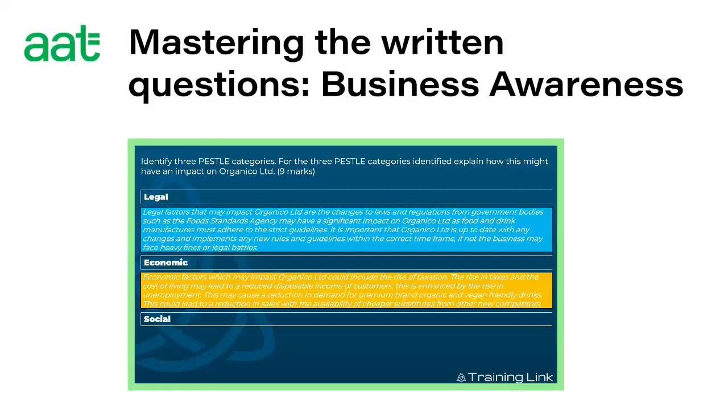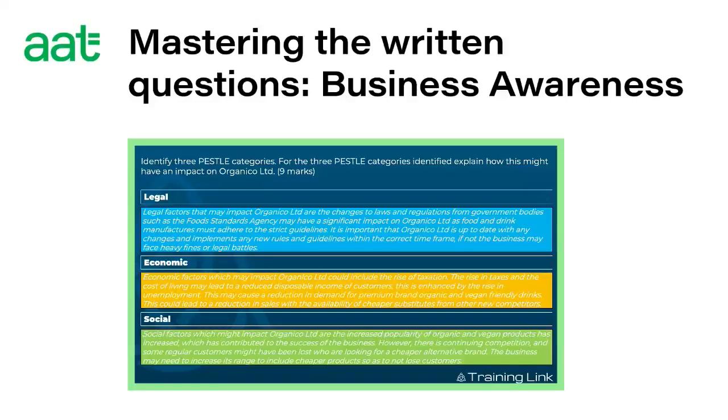So this is why it's specific to this organization and why it's a problem. We've said in the scenario that they make premium brands. If people have less disposable income, maybe they'll opt for cheaper options, which is covered in our last line. This could lead to a reduction in sales with the availability of cheaper substitutes from other new competitors. Okay, so that is your impact on the organization.